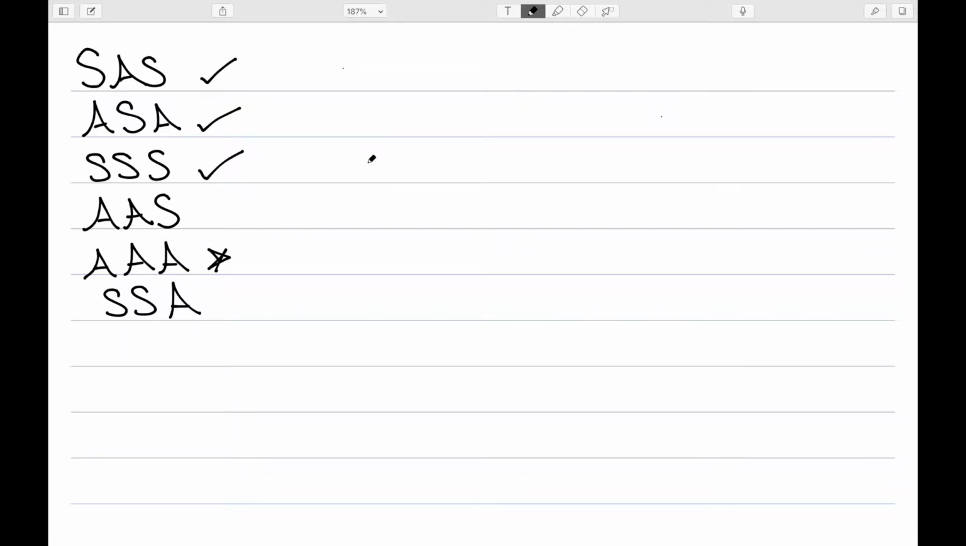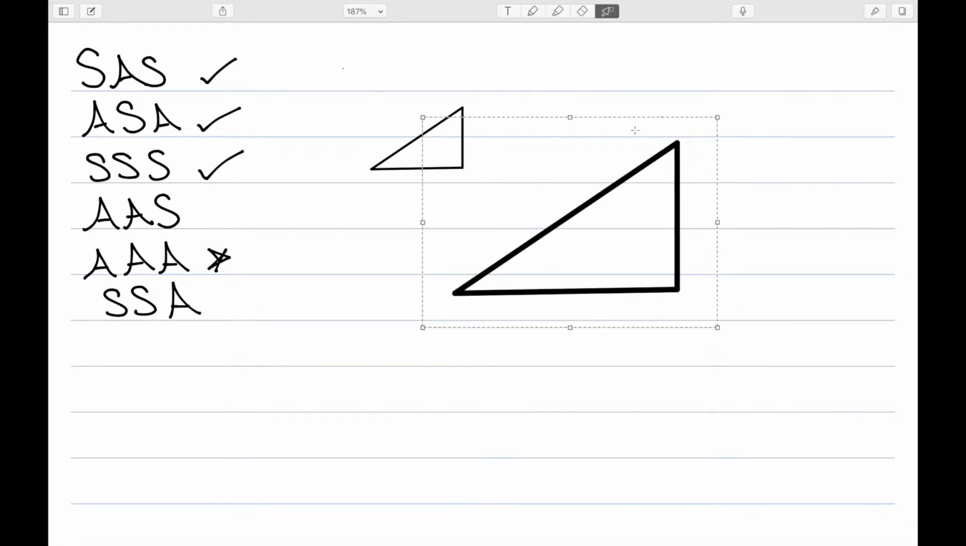This one, AAA, is not true. Essentially, if I look at any triangle, so here's a triangle, we can copy this and paste another one, and we can grow it. All of our angles are still the same. This angle matches this one. This one was a right angle in both of them. And this angle will match this one. So this one is not true. So that gets us down to these 2, AAS and SSA.